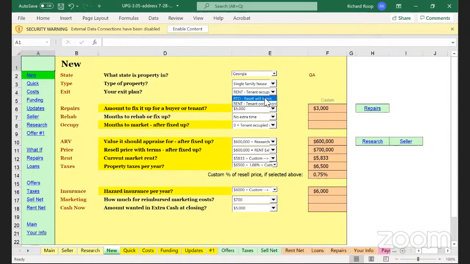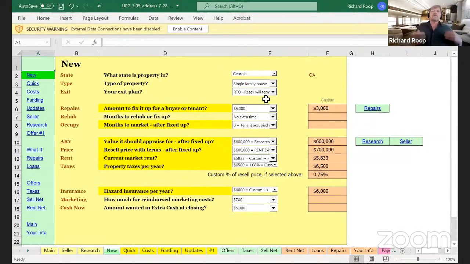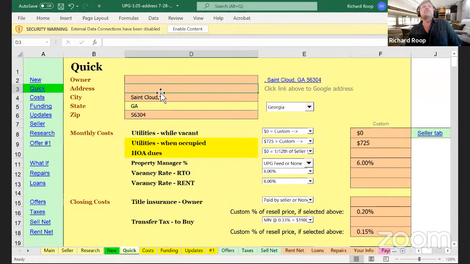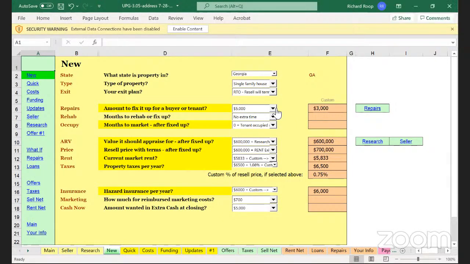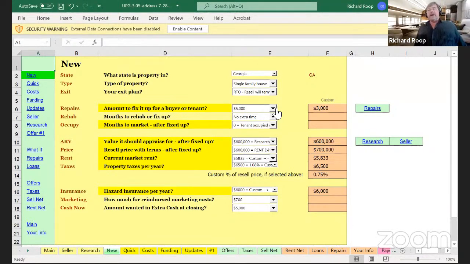Correct. We're always going to start with selling with terms, either rent to own or selling it on a wrap or something like that. We can also have a straight rent exit. Okay, on this property, let's go to the quick tab. On the quick tab, I would normally put the address in there, and then we could Google the address and that type of thing. But I'm not going to do that. I'm just going to stick with the numbers here. I don't want to tell everybody the address of your deal. I appreciate that. So this property is a single family house.